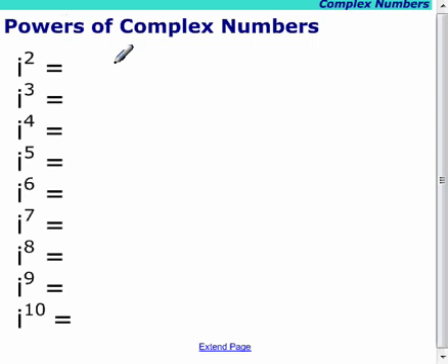And just watch the pattern that happens here. What we're wanting to work towards is solving a question like i to the 21st. What does that equal? If we do this, we can look for some patterns. i squared, we know that's minus 1. But i cubed is the same thing as i squared times i. So if i squared is minus 1, i cubed must be just negative i.